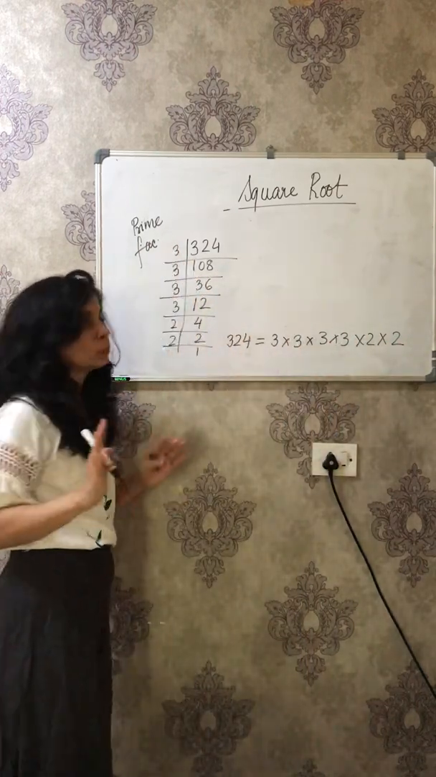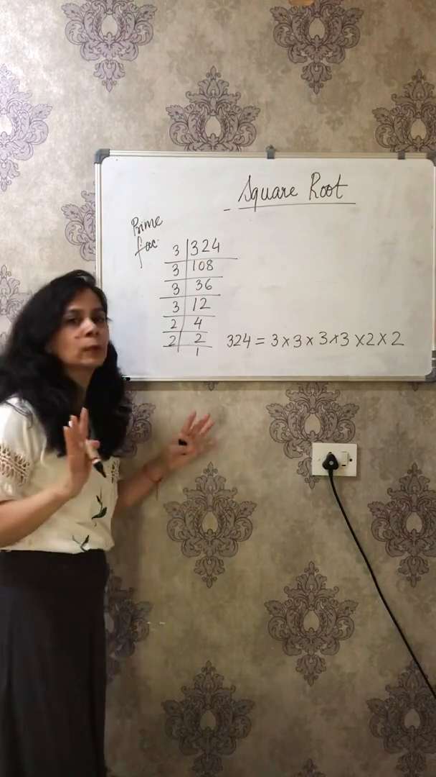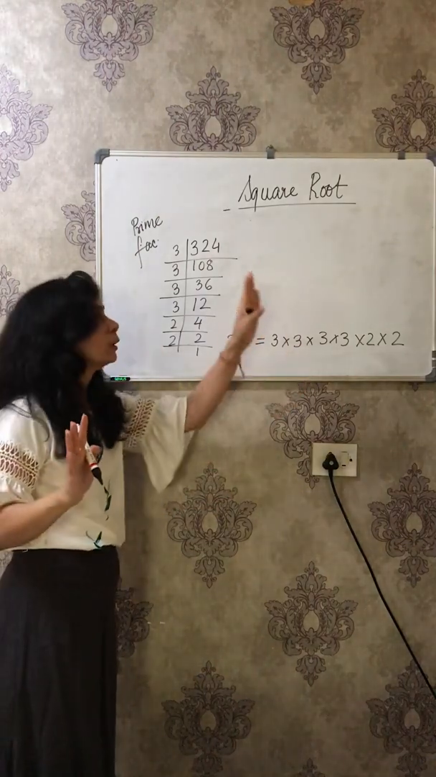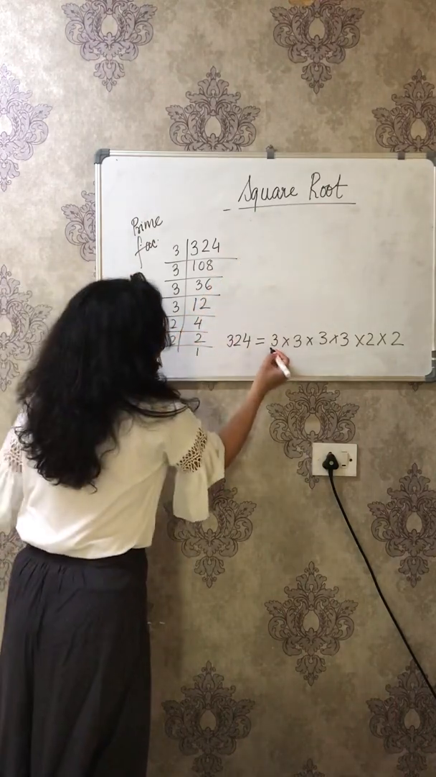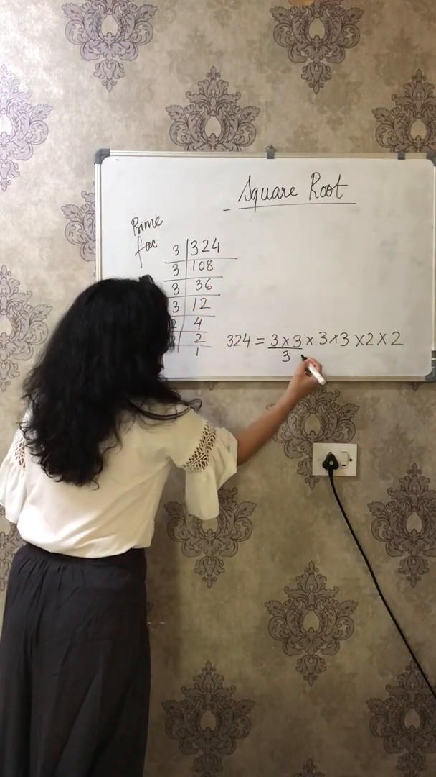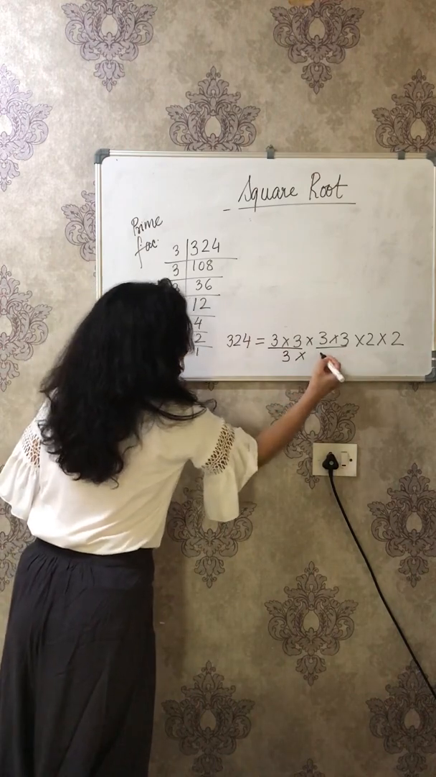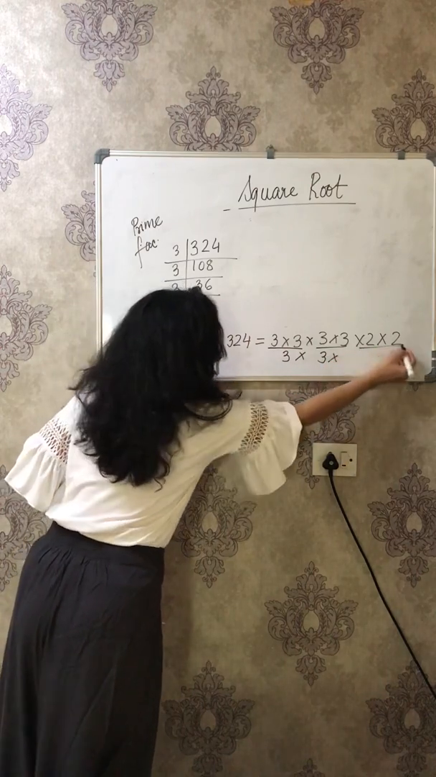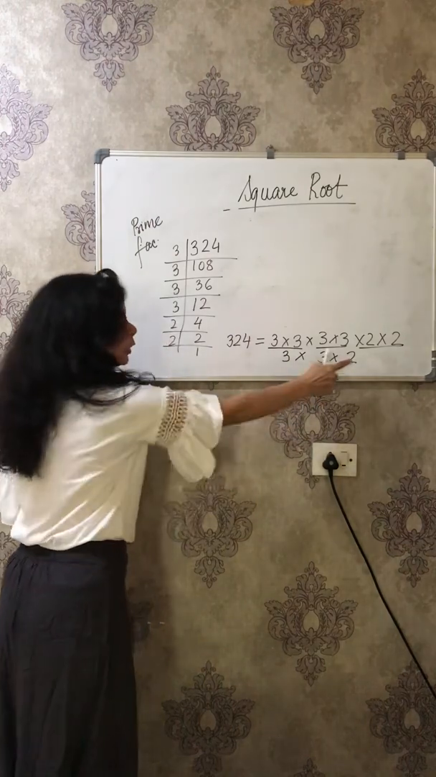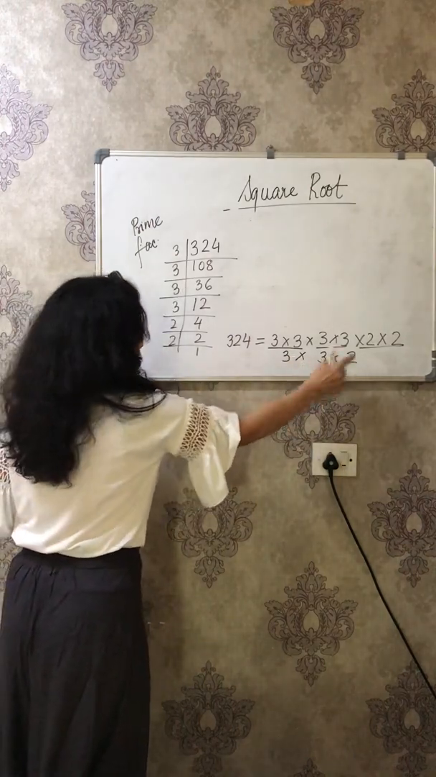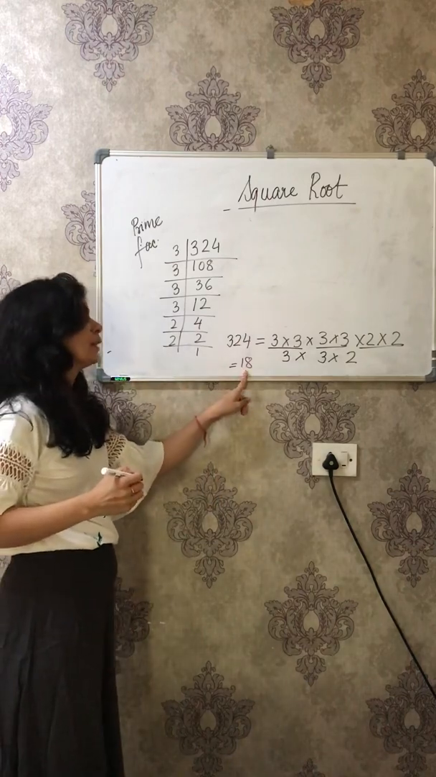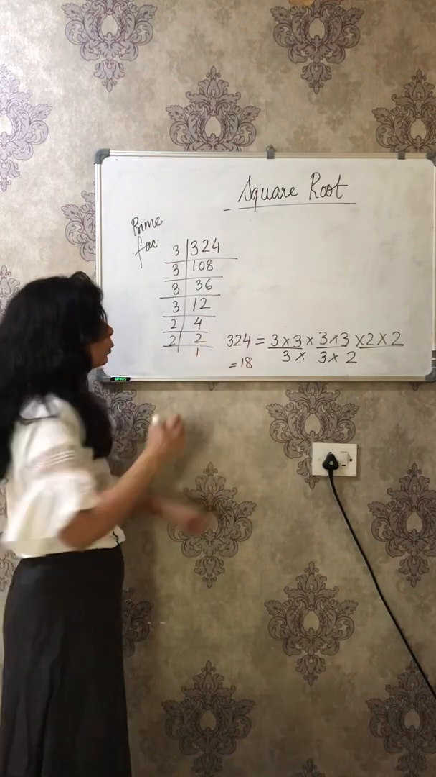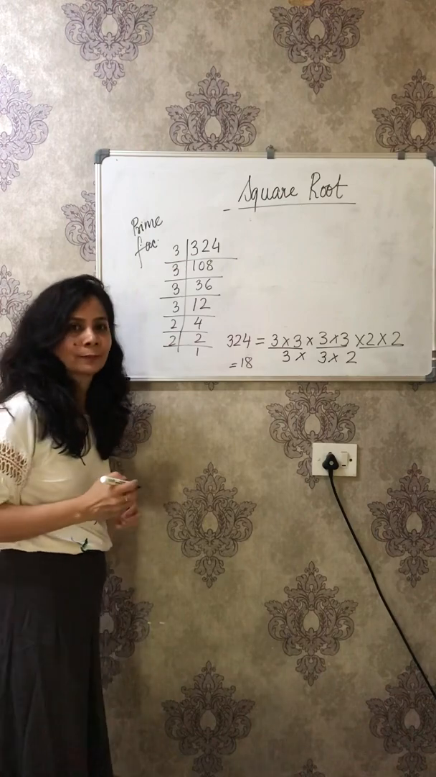So the prime factorization is done, but through prime factorization we are finding the square root. So what we will do is, out of each pair of 3s, take out one 3, and out of the pair of 2s, take out one 2. Find the product, 3 3s are 9, 9 2s are 18. So 18 is your answer. We know that 18 square, 18 into 18, will be 324. Okay.